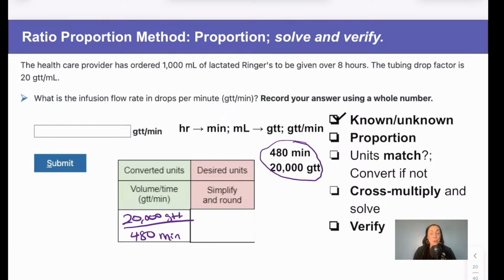Okay, so here we're going to go ahead and solve for this. We're going to divide, and you get the 41.6, repeating again, in which we're going to round to 42 drops per minute. Great job.